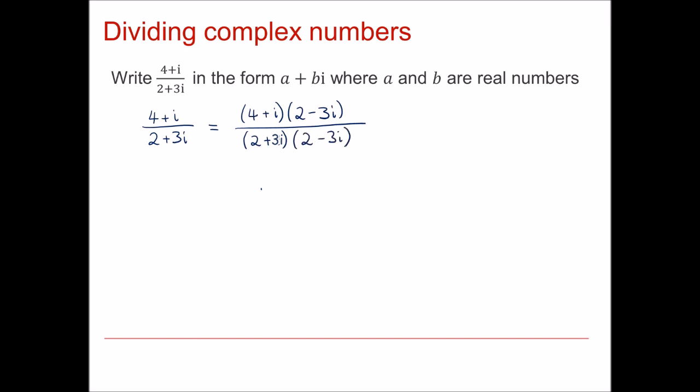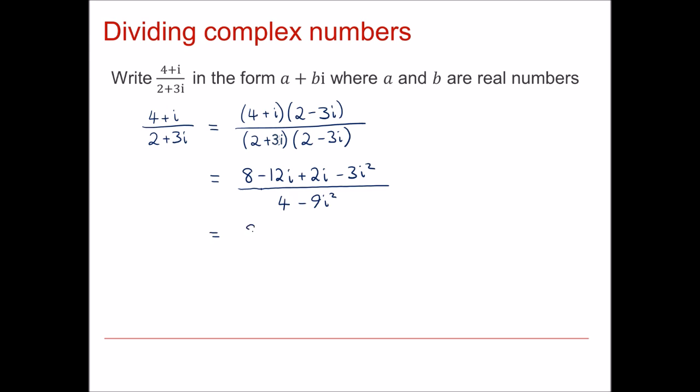Pause the video for a moment while you complete this by simplifying. Okay, what you get is 8 minus 12i plus 2i minus 3i squared all over the difference of two squares, 4 minus 9i squared.